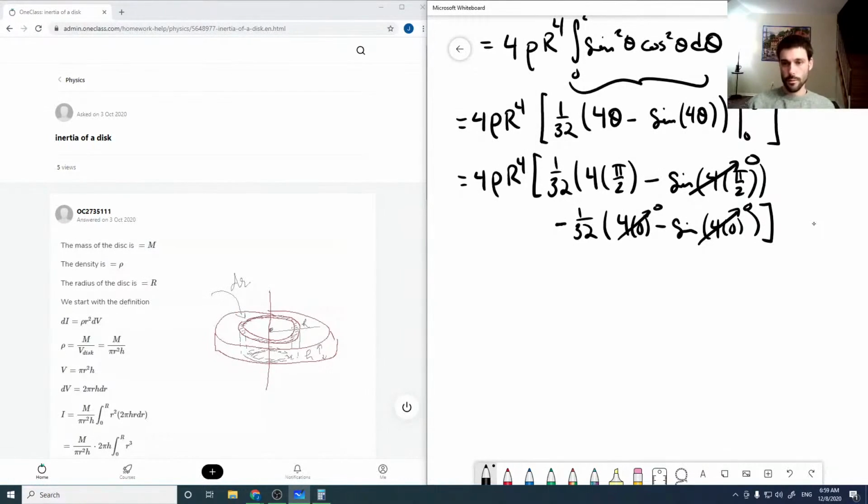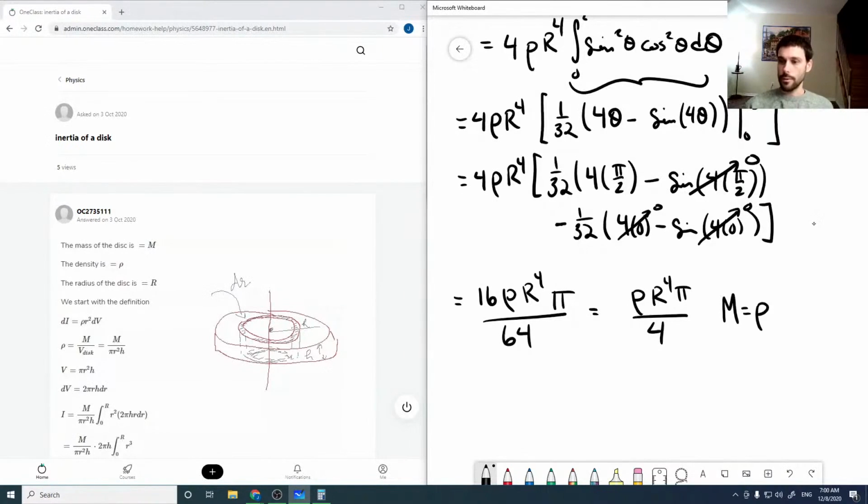So we can pull the 4 out, or, well, I guess we're just multiplying everything together anyway. So 4 times 4 is 16, rho, r to the 4th, and we've got a pi. And then we're dividing by 32 times 2, which is 64. 16 over 64 is 1 over 4. So that's rho r to the 4th pi over 4. And if we remember, our mass is rho pi r squared. So then this is just m r squared over 4.